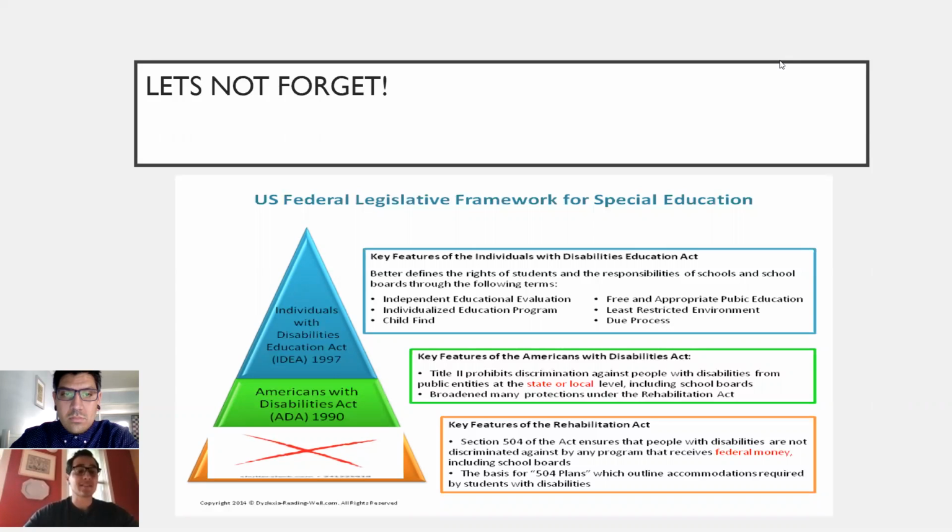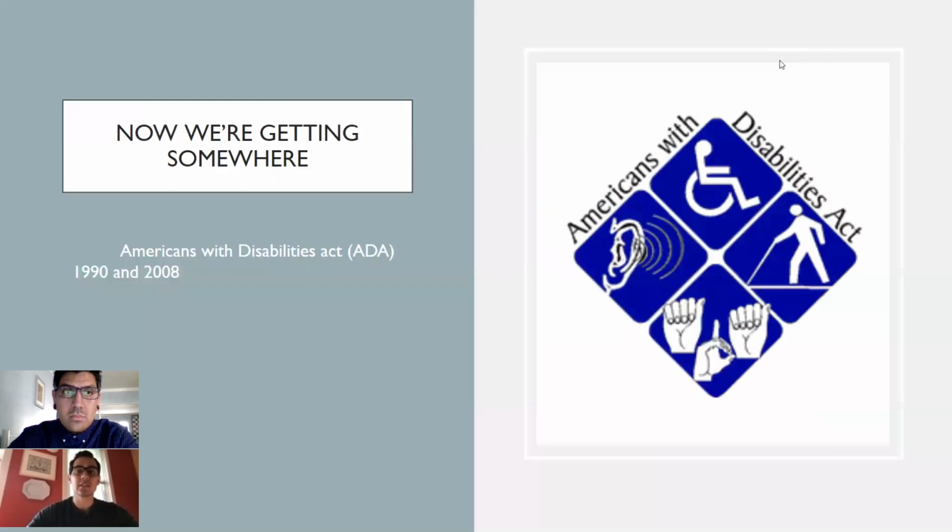Okay, so the next thing we're going to cover is the Americans with Disabilities Act, otherwise known as ADA for short. So what is this, and how does it build upon the Rehabilitation Act? This became law in 1990, whereas the Rehabilitation Act, like we just talked about, started in 1973. So now we're getting somewhere with this.